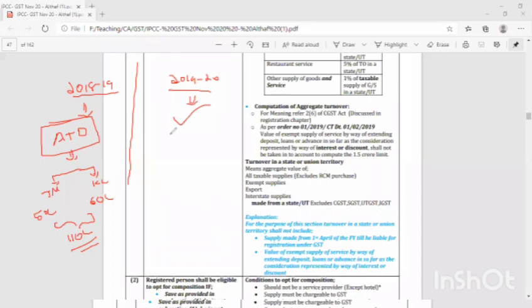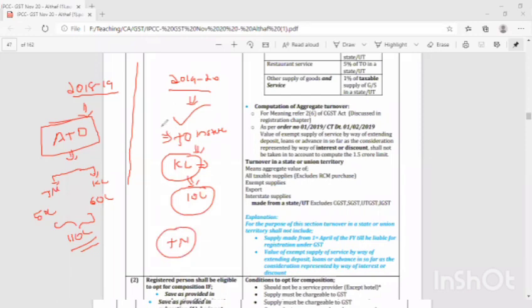Once he is eligible, he can opt for composition, and he has to pay the GST on the turnover in a state. Turnover in state means turnover in that state. For example, if you compute the Kerala composition, for the first quarter Kerala has a turnover of 10 lakh. So apply the rate 1% on 10 lakh, and Tamil Nadu you have to do separately. That is the difference between aggregate turnover and turnover in state.